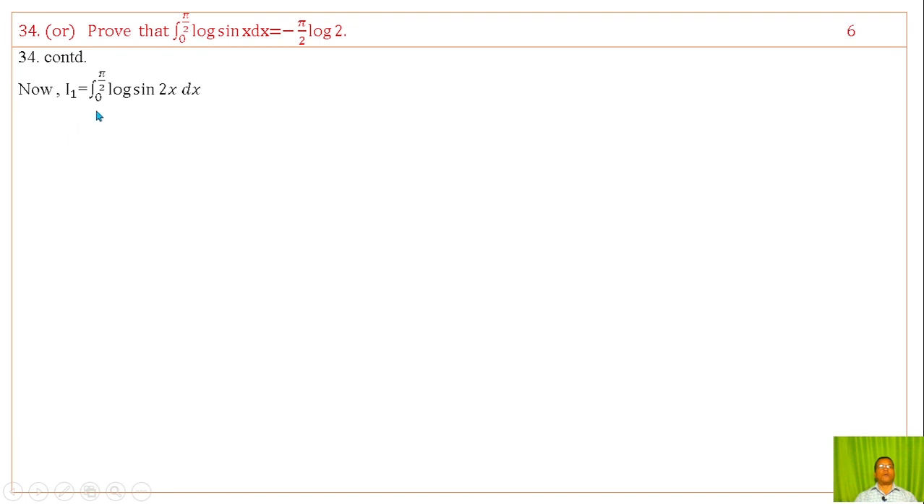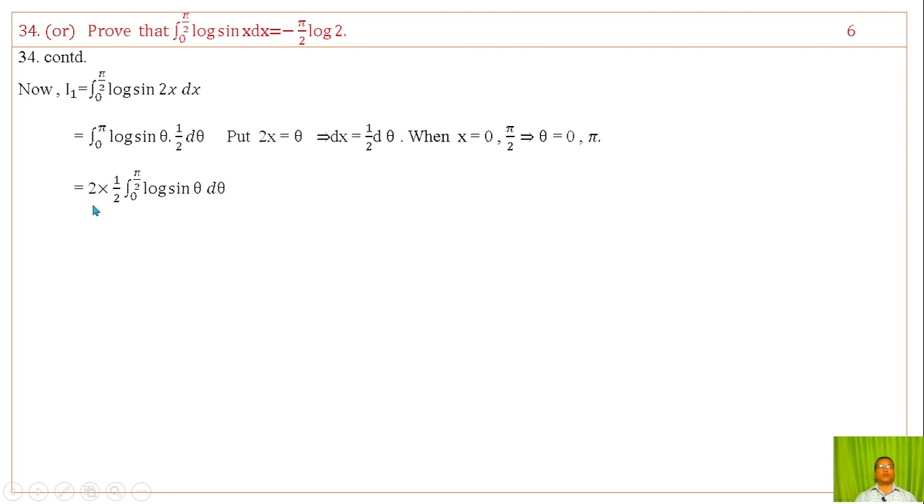Continued. I1 is equal to this, which is equal to twice x as theta, putting x to the half theta. When x equals 0, theta value is 0, and when x is pi by 2, theta value is pi. Therefore this tends to 0 to pi log of sin theta.